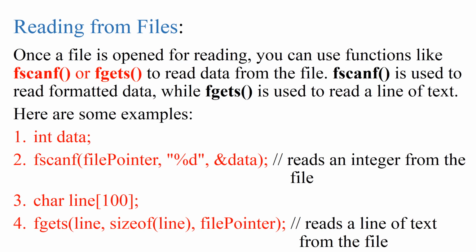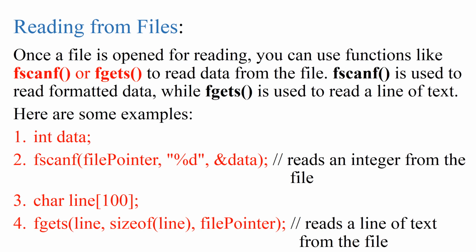The fscanf function is used to read formatted data from a file. It takes the file pointer as the first argument and format specifier %d as the second argument, indicating the type of data to be read. In this case, %d represents an integer. The function attempts to read an integer value from the file and stores it in the variable data, which is passed as the third argument.